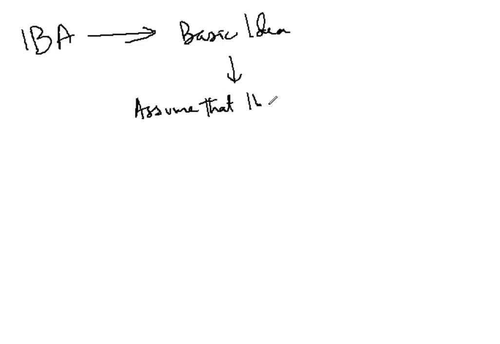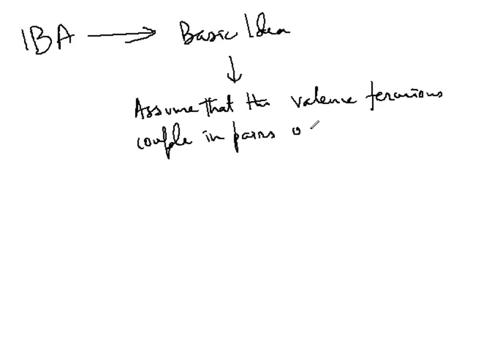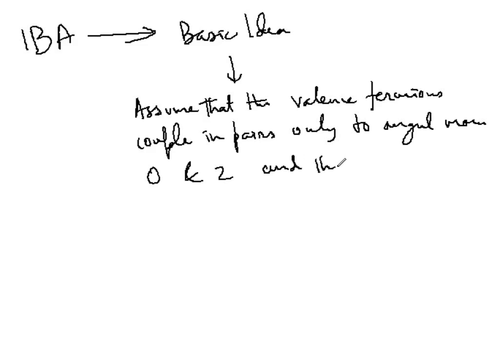Now you see, the basic idea is that we assume that the valency fermions couple in pairs only to angular momentum 0 and 2. So this is number one, the basic idea.